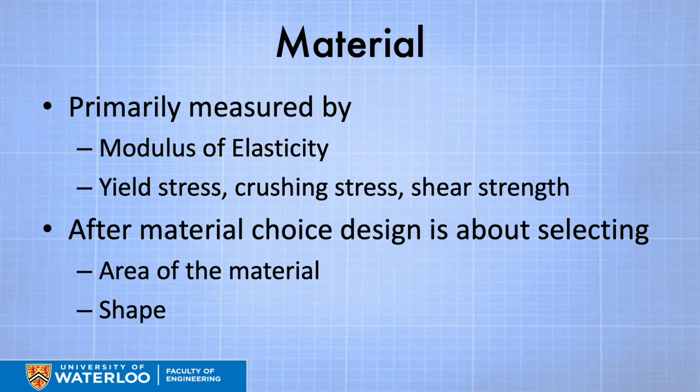So when I'm describing materials, the most important metrics are the modulus of elasticity, which assesses its stiffness. Then for strength, we have yield stress, the stress it takes to pull a material apart, crushing stress, the amount of stress it takes to smush it together, and shear strength or shear stress. So, of course, knowing these material properties allows us to choose specific areas and specific shapes of our section, and we're going to get into that.